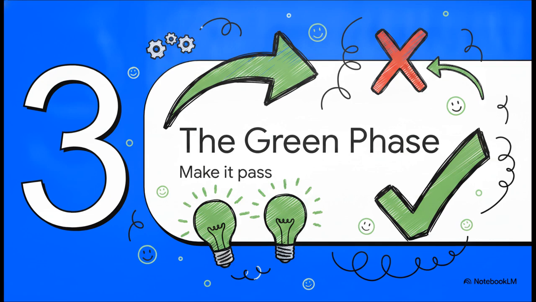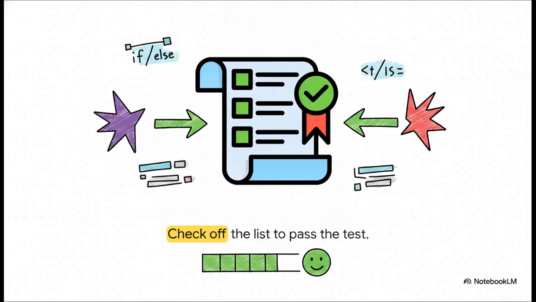Let's make it pass. Okay, in the green phase, you've got to put your ego aside. You aren't writing a masterpiece here. You are writing just enough code to satisfy the automated checklist and turn that test green. Seriously, don't worry about elegant design or perfect efficiency yet. Your singular goal is just to make the error go away by satisfying the test condition.